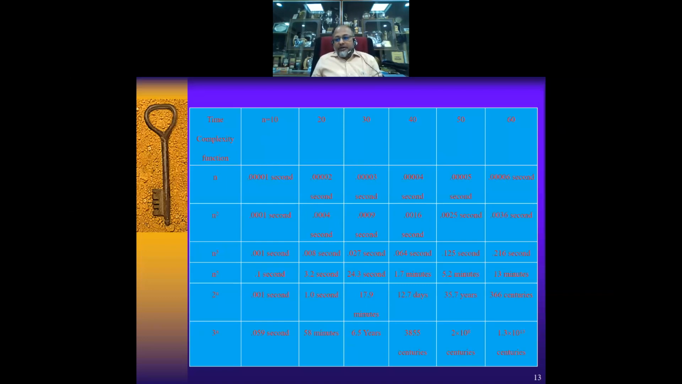Order of n power 3 means 0.2167 seconds, and if it is order of n power 5, you require 13 minutes, no problem, sir. But if the computational complexity is exponential, that is order of 2 power n or order of 3 power n, you have to feed the problem, and after inputting the problem, you have to wait 366 centuries to get the answer.